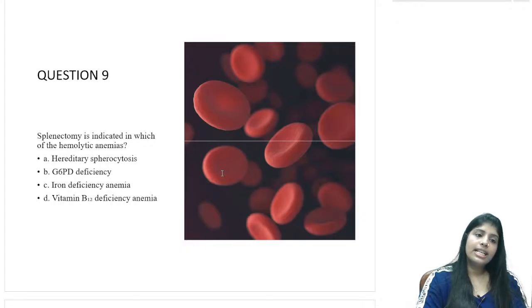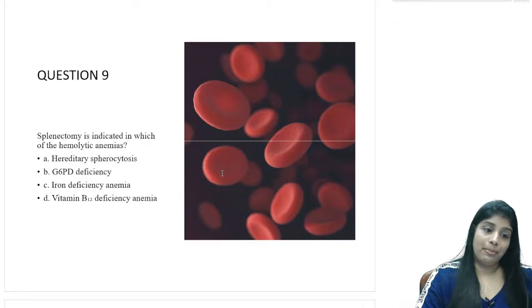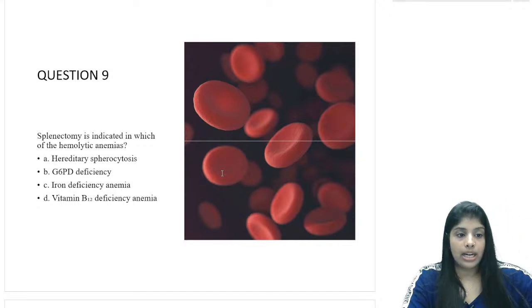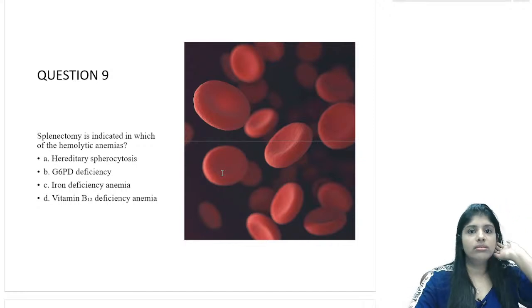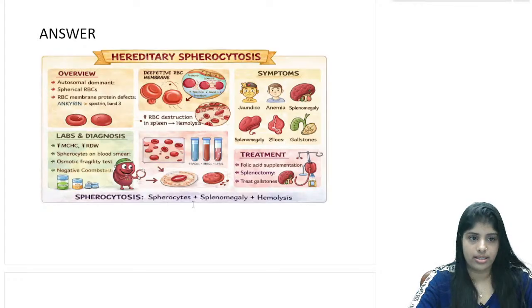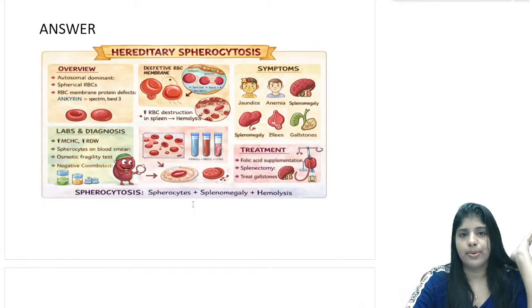The 9th question is, splenectomy is indicated in which of the hemolytic anemias? Okay, so again we are coming back to anemias. We have discussed already the iron deficiency anemia, the vitamin B12 deficiency anemia, that is megaloblastic anemia. So let's see what this hereditary spherocytosis is.